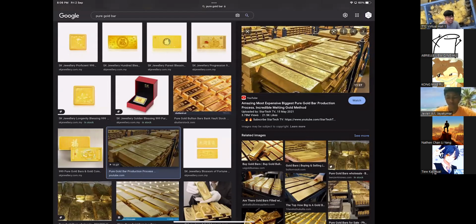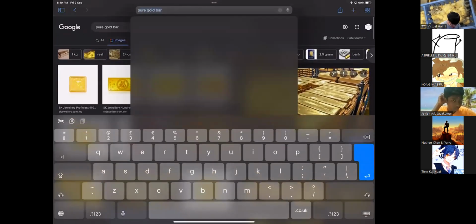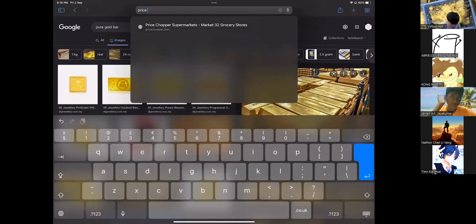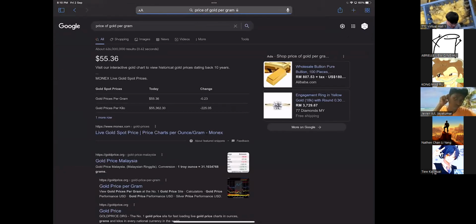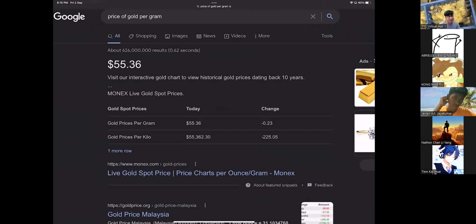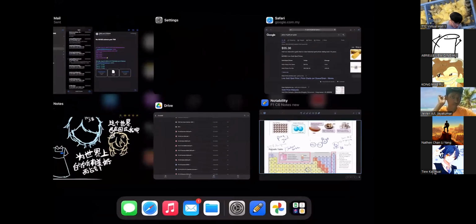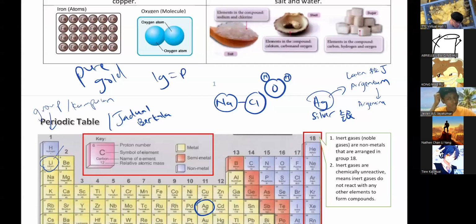And it's a pretty expensive one at that. Do you know what's the price of gold, by the way? The price of gold per gram, if I'm not mistaken, is around 300 ringgit per gram. 200-something ringgit per gram. That's a lot of money. That means 1 gram of gold is roughly 250 ringgit. You have to be a crazy rich Asian to afford these.